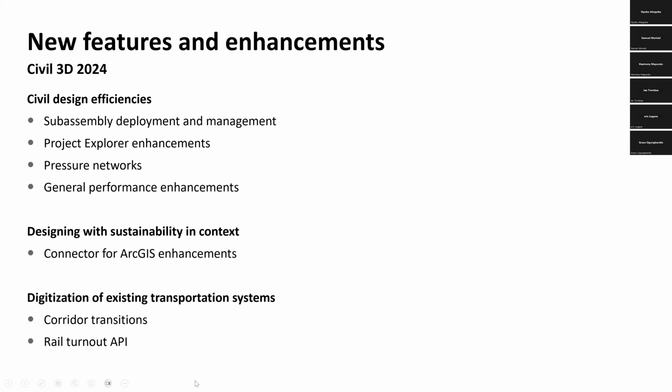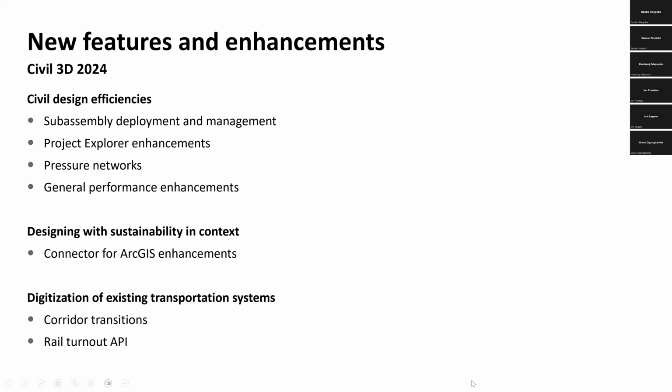The most important one, I think, is the sub-assemblies, especially for those who have Sub-assembly Composer. It's very easy now to deploy and manage the various sub-assemblies that you have created from Sub-assembly Composer, and you can deploy them through Autodesk Docs or Autodesk BIM Collaborate Pro, if you have that within the picture. Then there was enhancement in the Project Explorer, pressure networks, and the overall general performance.